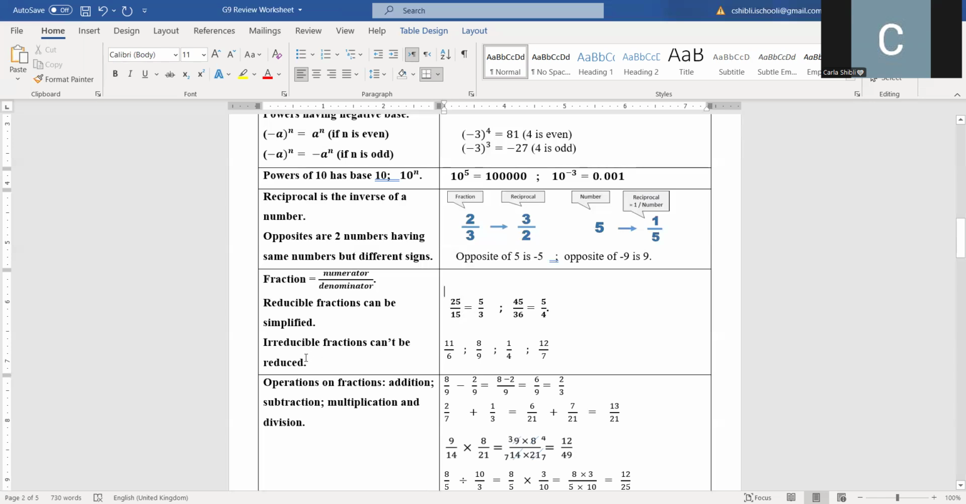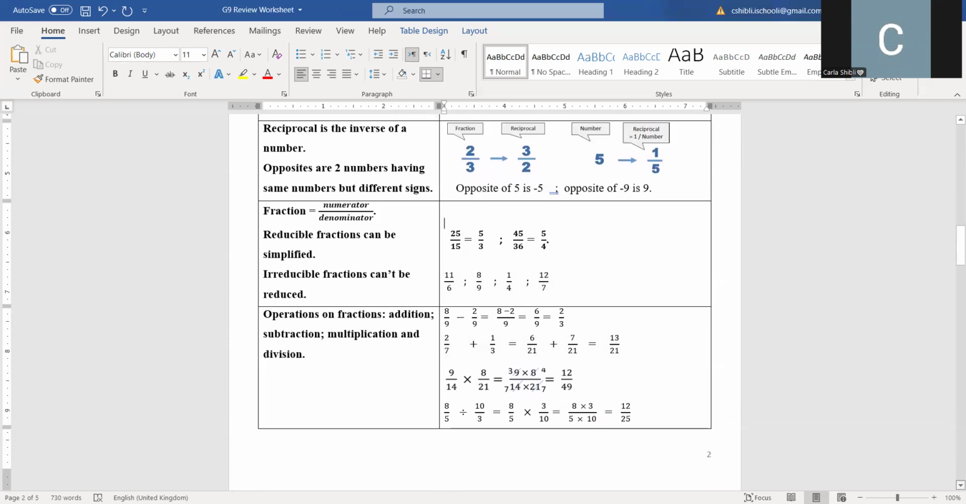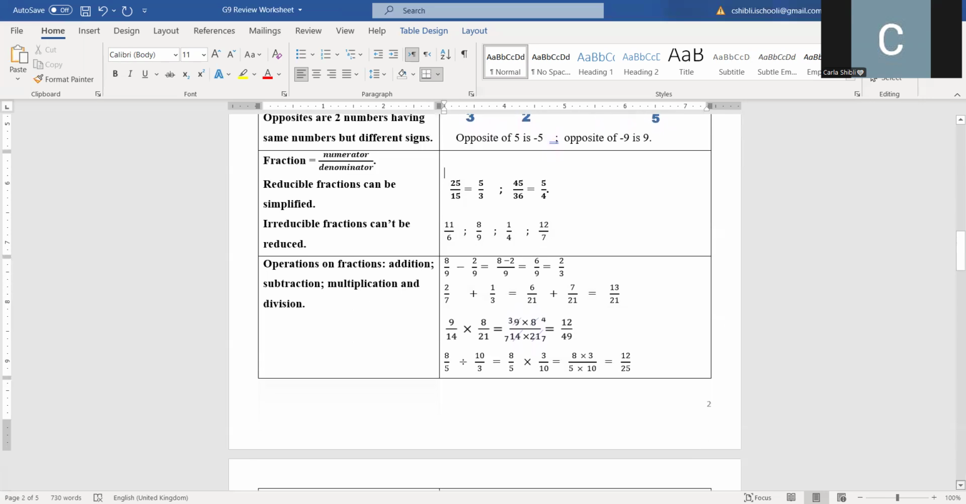Irreducible fractions cannot be simplified. For example, 11 over 6, there is no common factor between the numerator and denominator to divide the fraction by. Always keep in mind, if the numerator and denominator are consecutive or successive numbers coming after each other, this fraction is always irreducible. In a fraction with the numerator 1, 1 over 4, 1 over 3, 1 over 6, always this fraction is irreducible. Operations on fractions. All fractions can be added, multiplied, subtracted, or divided.